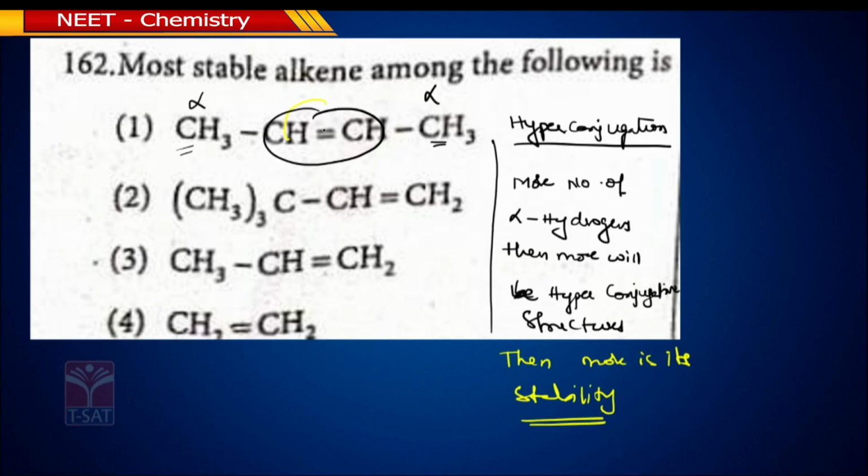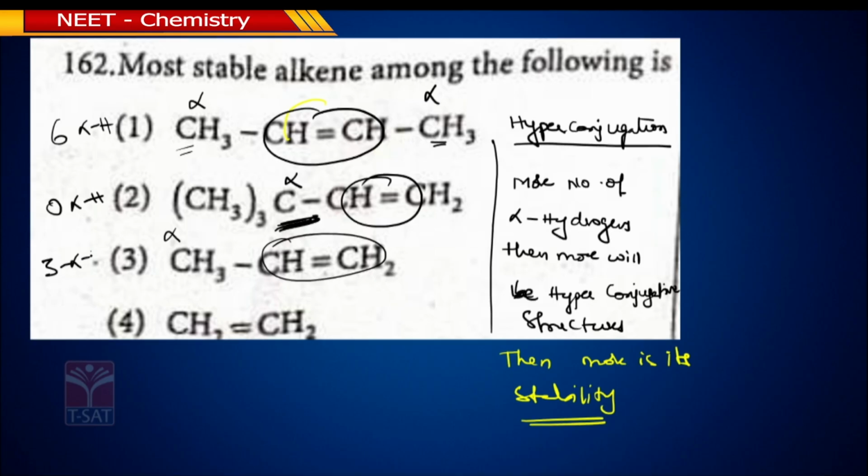If you calculate here, in the first option you will be getting 6 alpha hydrogens, and in the second option you have only 1 alpha carbon. On this carbon you do not have any alpha hydrogens. So, 0 alpha hydrogens. And you can take the third option. Third option you will be having only 1 alpha carbon. On 1 alpha carbon you have 3 alpha hydrogens, and the fourth is also 0. So, more number of alpha hydrogens you find in the first option, right. That is why the first option is the correct option. As it is having more number of alpha hydrogens, it will be having more hyperconjugative structures, and more hyperconjugative structures means more stability, right. First option is the compound having more stability.